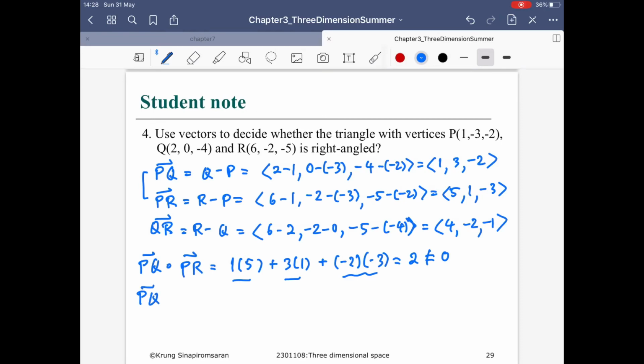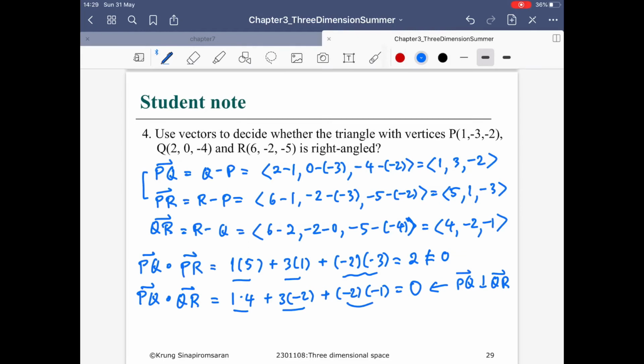How about PQ and QR? So your PQ is 1, 3, -2, and QR is 4, -2, -1. So you got a 4 minus 6, so -2, and then you got another 2, so it is 0. So here your PQ is perpendicular to your QR, or it is orthogonal. So this one we can conclude that it is really a right triangle.